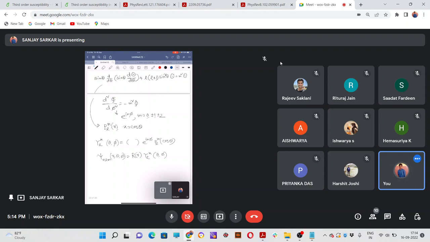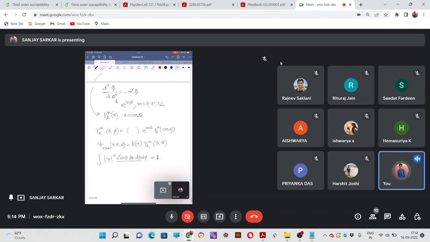So our normalization condition will be the integral of mod psi square times the volume element, r square sin theta dr d theta d phi, equal to 1. We can separate the angular part and the radial part. This is mod R square of r square dr, and here the angular part is mod Y square sin theta d theta d phi equal to 1.